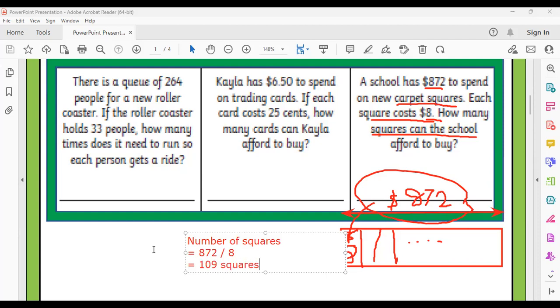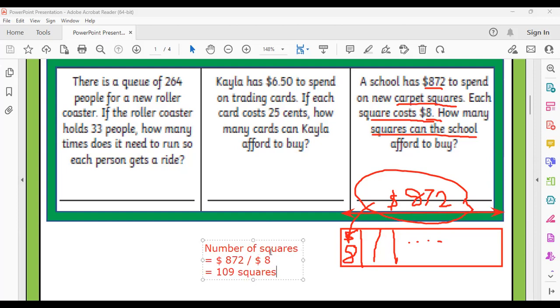Not dollars or anything. 872 is the dollar divided by $8. Every square is $8. So it makes sense. Don't you put dollars here again. This is where your logic mind must think. It is 109 squares, not dollars. You're finding squares, number of squares. Now you see, because of space constraint, I wrote my equals down. But what equals to it is the number of squares.